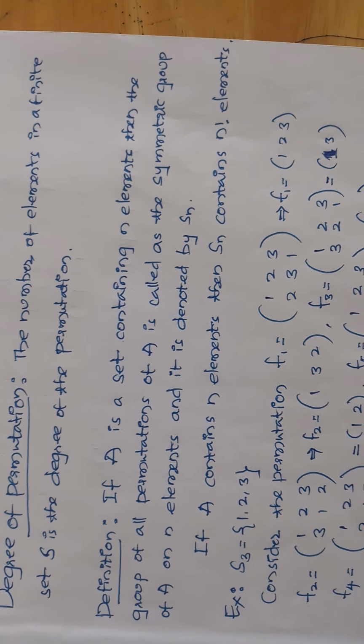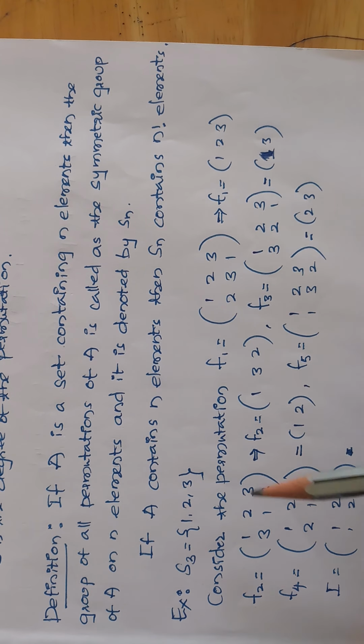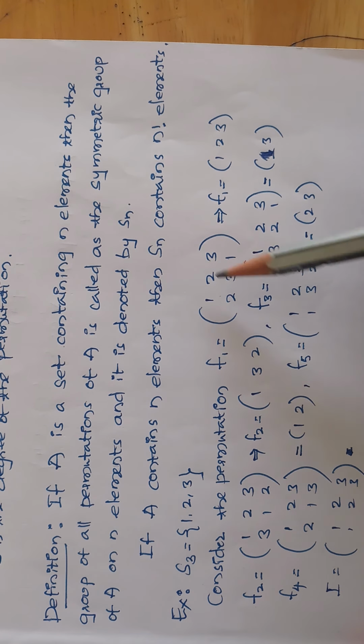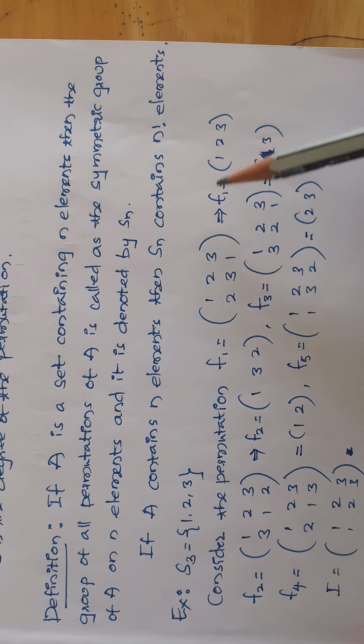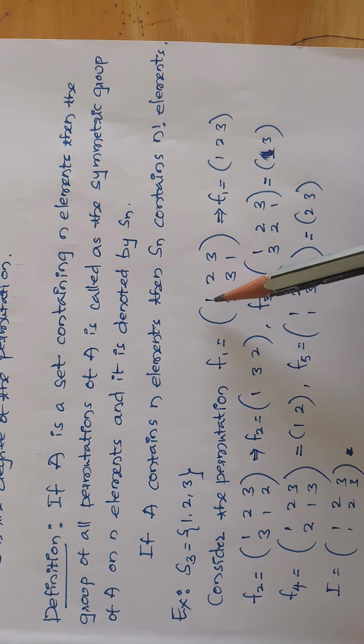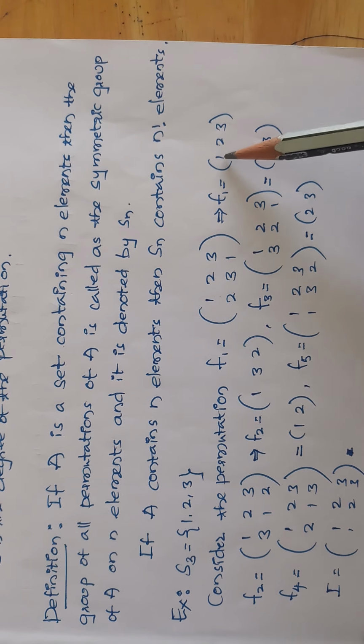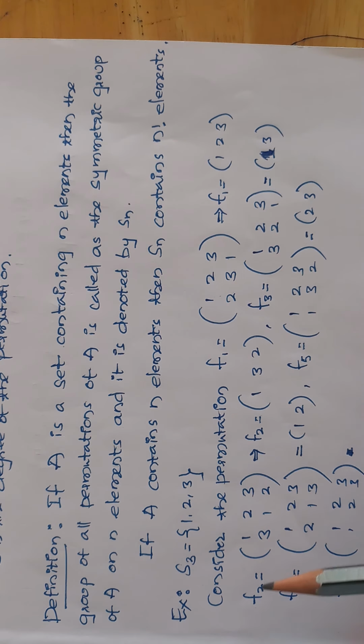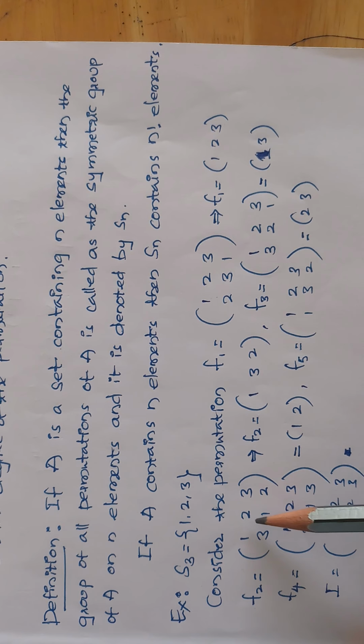For this example, S3 is equal to {1, 2, 3}. Consider the permutation f1 as 1 goes to 2, 2 goes to 3, and 3 goes to 1. We can write this as (1 2 3) in cyclic form. For f2, 1 goes to 3, 2 goes to 1 and 3 goes to 2, so we denote this by (1 3 2). For f3, 1 goes to 3 and 2 goes to 2. If an element goes to itself, we don't consider it, so 1 goes to 3 and 3 goes to 1.